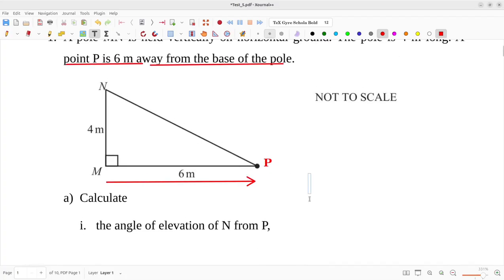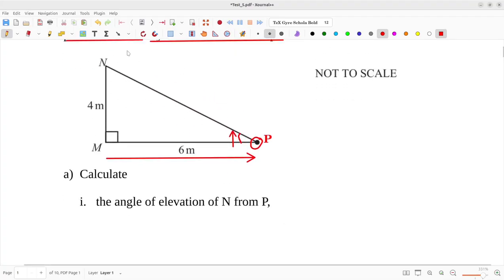Now, first question, calculate the angle of elevation of N from P, which simply means that you are putting your eye at this point here, and then you are looking up. What is the angle of elevation? They're actually talking about this angle here, which is taking you to point N. Now let's calculate that angle.